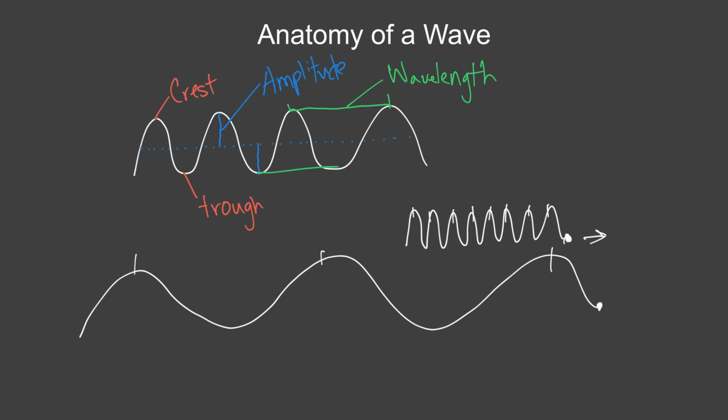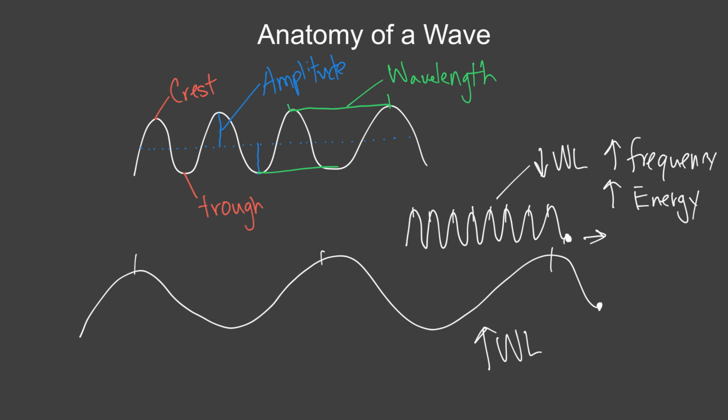So this tells us two things. The shorter the wavelength, the higher the frequency of the wave, and therefore the higher the energy of the wave. When we have a larger wavelength down below, we have decreased frequency and decreased energy.